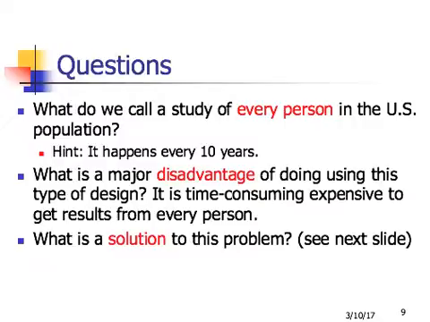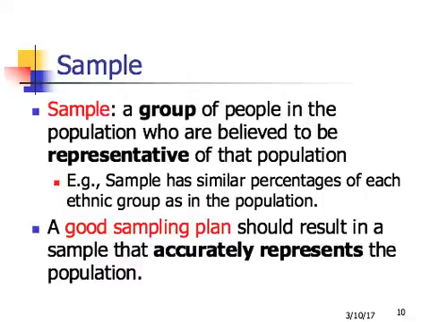Okay, so what's the solution to this? And this is what we do in research. We collect a sample. A sample is a group of people in the population who are believed to be representative of that population. In other words, it's a subgroup of people from the population. That's an easier way to think of it. You might write that down. A good sampling plan should result in a sample that accurately represents the population.